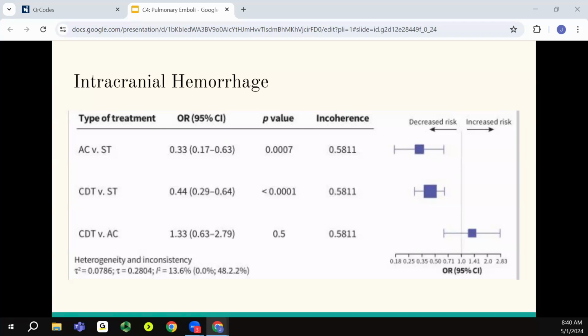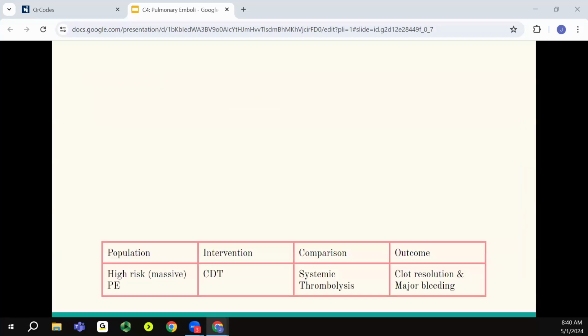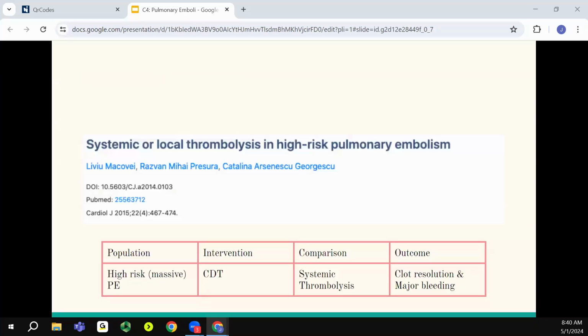But if you take a look deeper into this systematic review, only one of the 44 studies included was an actual RCT comparing catheter-directed thrombolysis to systemic thrombolysis. And this is it here. This was specifically for high-risk PE, so this is the massive PEs, the hemodynamic collapse. It was 52 patients. It was randomized controlled. It was non-blinded. And they compared catheter-directed thrombolysis to systemic thrombolysis.